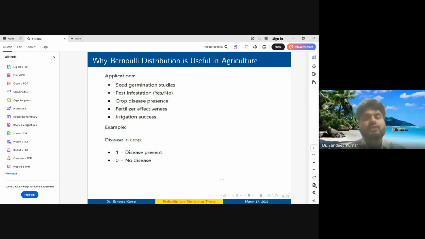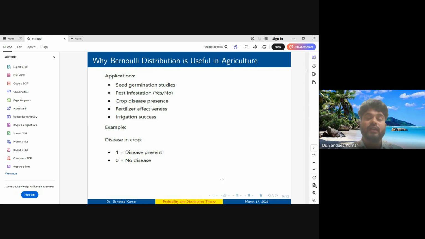Why is the Bernoulli distribution useful in agriculture? Basically, it is a very important distribution. We talk about Bernoulli and binomial, but in reality the Bernoulli distribution is useful in any sector. Real life applications: seed germination studies, where researchers write publications based on seed germination studies, pest infestation with a yes or no response, crop disease presence, fertilizer effectiveness, irrigation success. These are the applications under the Bernoulli distribution.